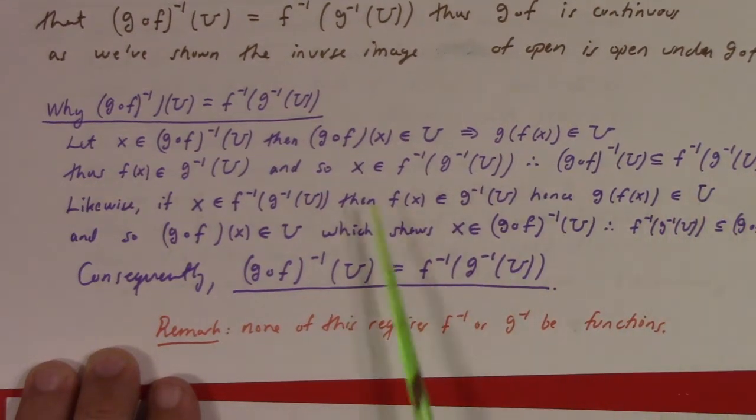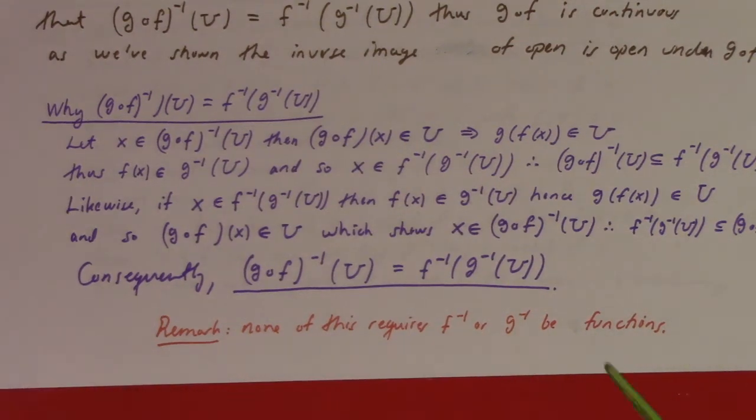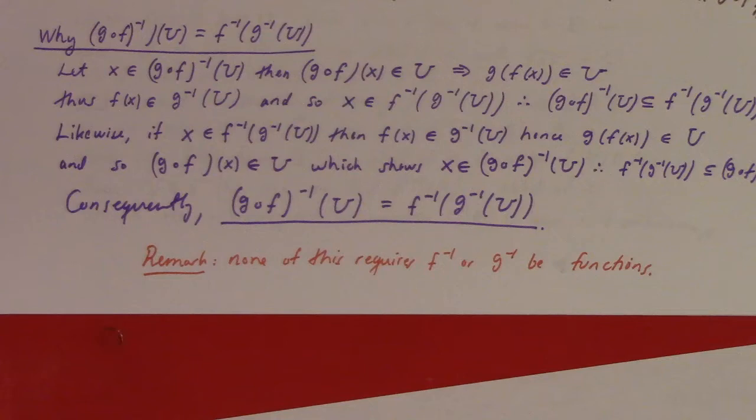Likewise, on the other hand, if x is in f inverse of g inverse of U, that means that f of x is an element of g inverse of U by definition of inverse image. And then that means that g of f of x is an element of U by definition of inverse image of g. And so that shows you that g composed with f of x is an element of U, which is to say that x is an element of g composed with f inverse of U. And so this is a subset of that. We have containment both ways, therefore these sets are equal. And again, none of this requires that f inverse or g inverse be functions.